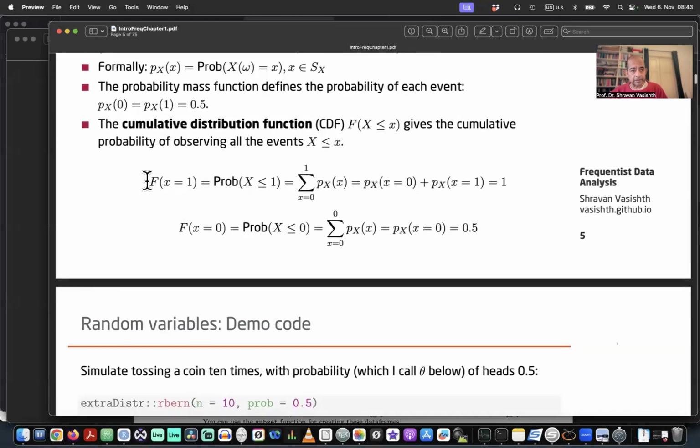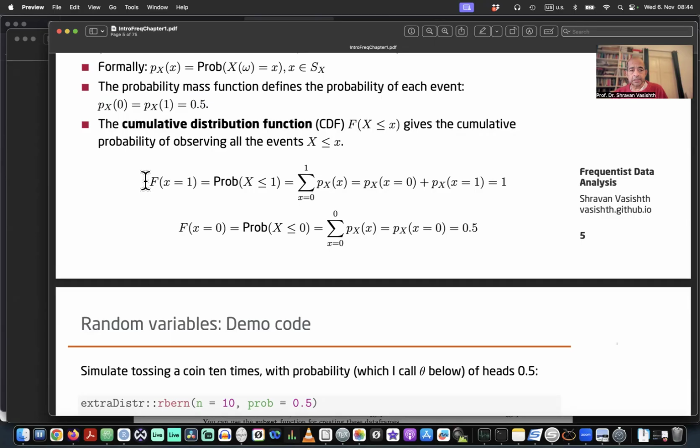So, for example, if I write capital F of X equal to 1, what I'm actually asking is, what is the probability of observing 1 or something less than that? Well, it has to be 1, because that amounts to saying that the probability of observing 0 or 1, that means heads or tails in a single coin toss, will have to be the sum of the probabilities of observing 0 and of observing 1. And because each of these probabilities is 0.5, which I defined here in my probability mass function, the cumulative probability of observing 1 or something less than that has to be 1, right?